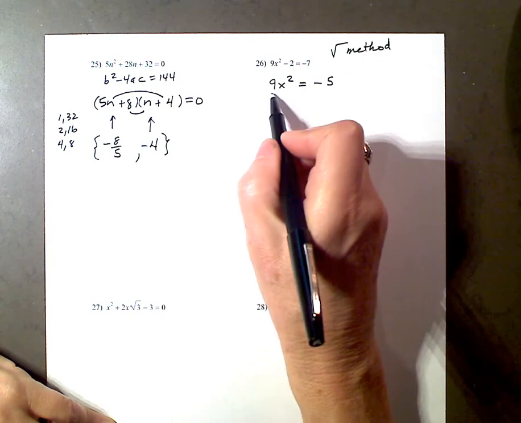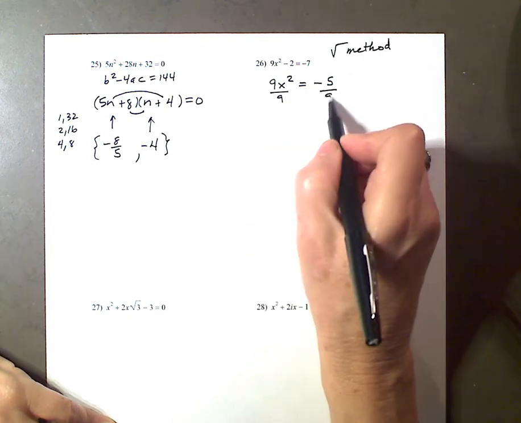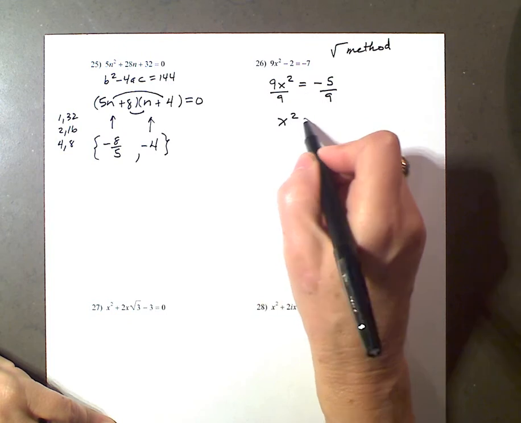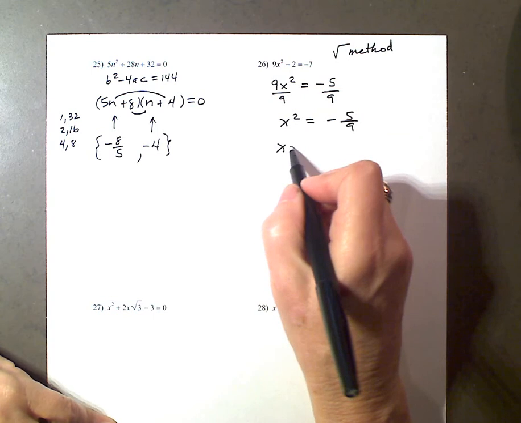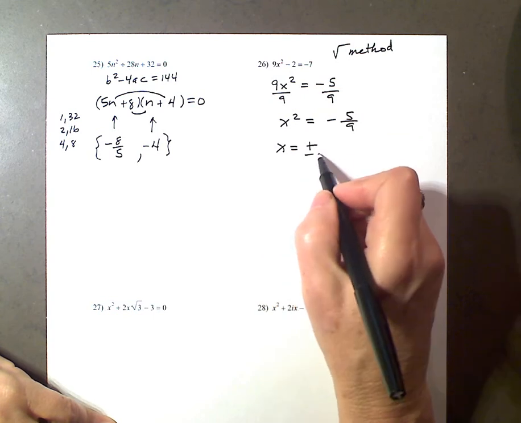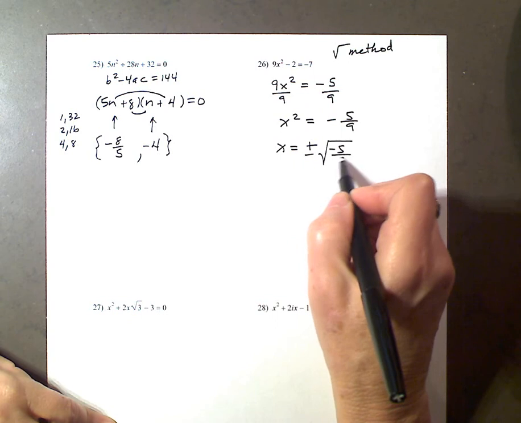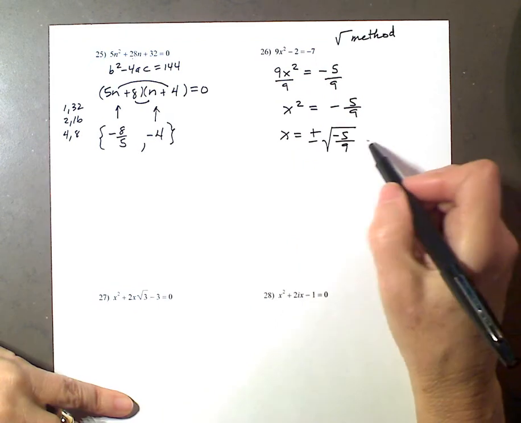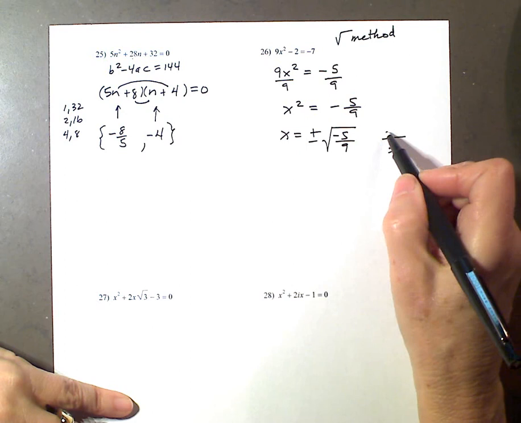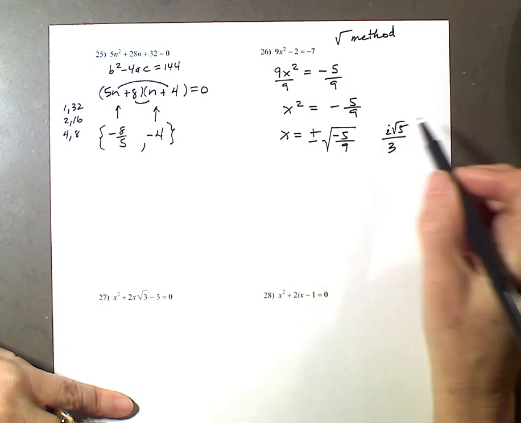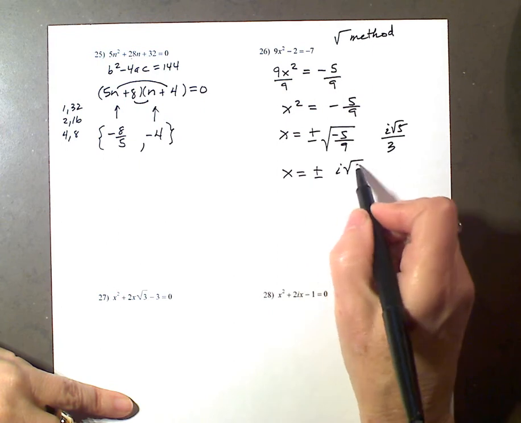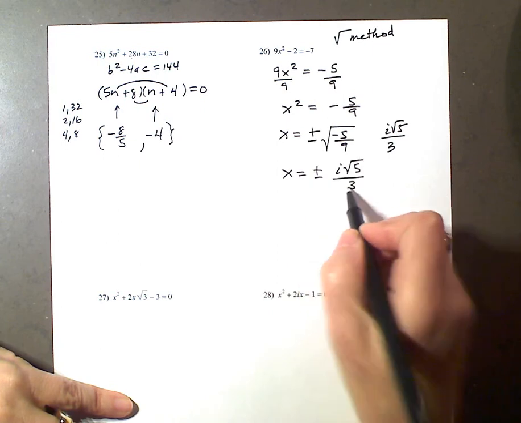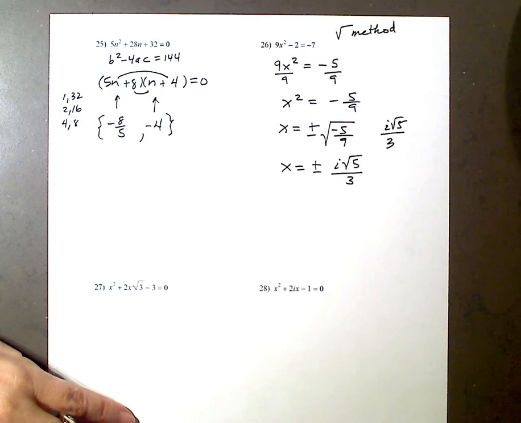So dividing both sides by 9, x squared is equal to negative 5/9. So x is equal to the positive or negative square root of negative 5/9, which is going to be a rational 3 in the denominator and an i root 5 in the numerator. So x is equal to positive and negative i times the square root of 5 over 3. Okay, 2 roots: i root 5 over 3 and negative i root 5 over 3.